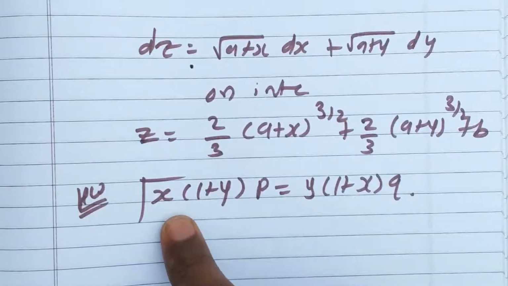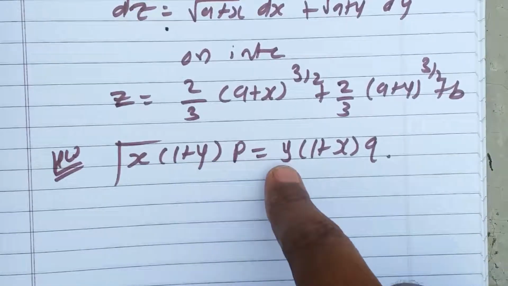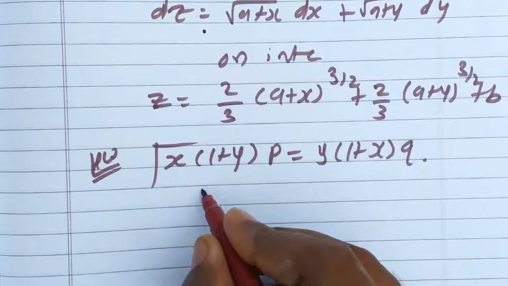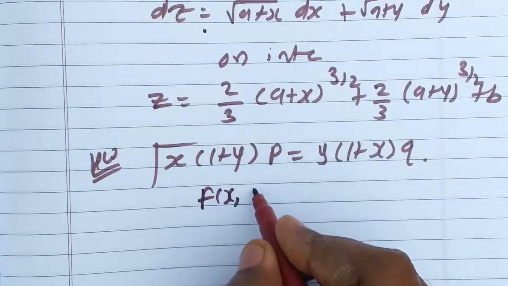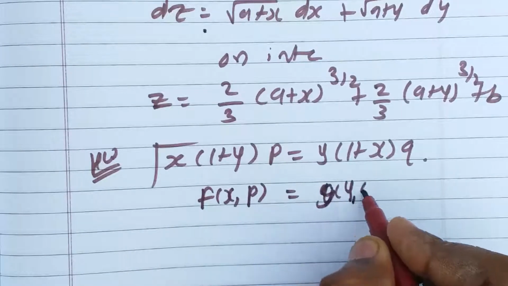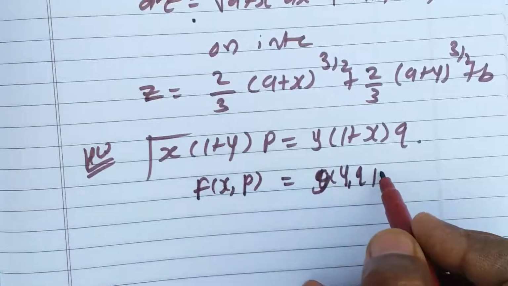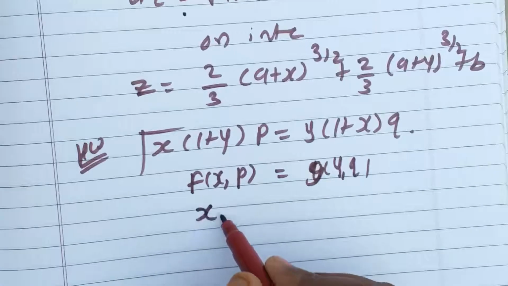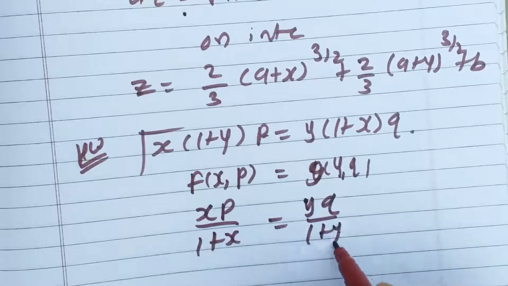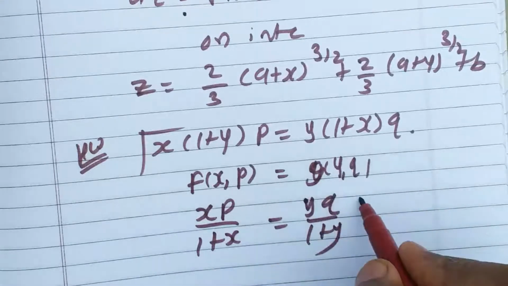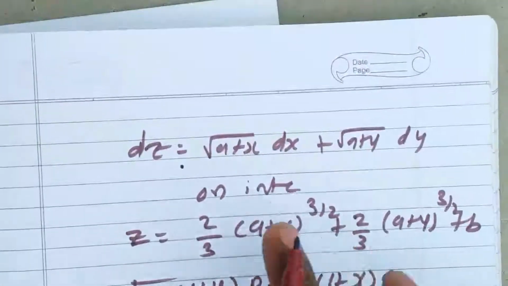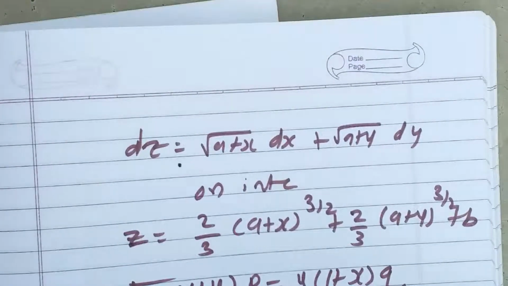Now one more problem of this type you try. x into 1 plus y p equal to y into 1 plus x q. This is also of the type f of x comma p equal to g of y comma q. So for that purpose, this 1 plus y I have to transfer on this side and 1 plus x on this side. So I will get xp by 1 plus x and yq by 1 plus y. Both are similar. Equate it to a, solve for p and q. Obtain the values of p and q, substitute in this differential equation dz equal to p dx plus q dy, integrate and get the solution.